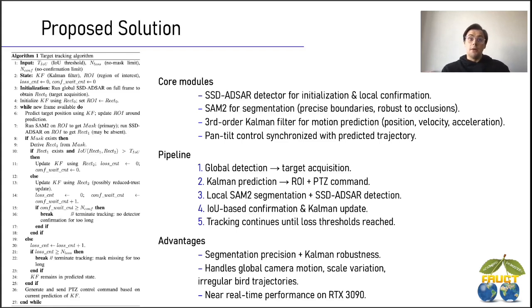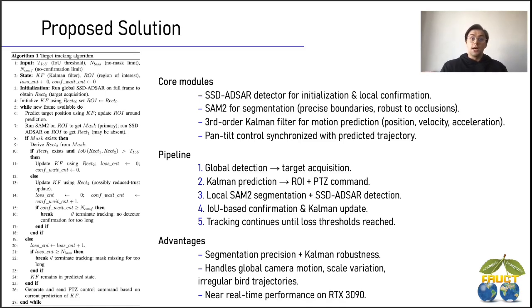Let me briefly describe our tracking pipeline. It consists of several key modules. The SSD-ATSAR detector is used for global initialization and local confirmation. Segment Anything Model 2 performs segmentation, providing precise object boundaries and helping with partial occlusions. A third-order Kalman filter predicts the motion, not only position and velocity, but also acceleration. Finally, a pan-tilt controller keeps the camera aligned with the predicted target position.